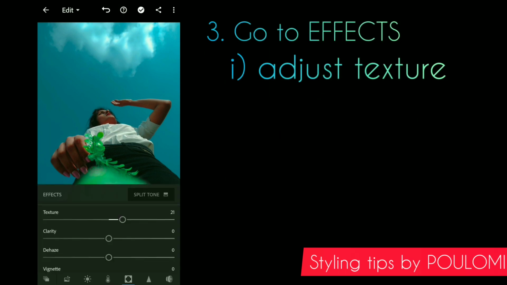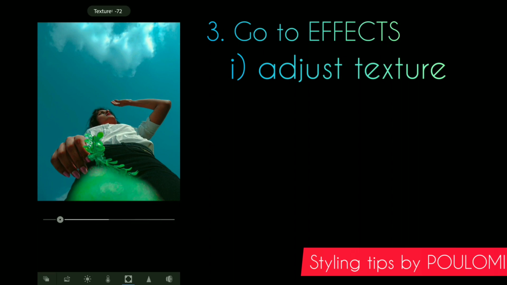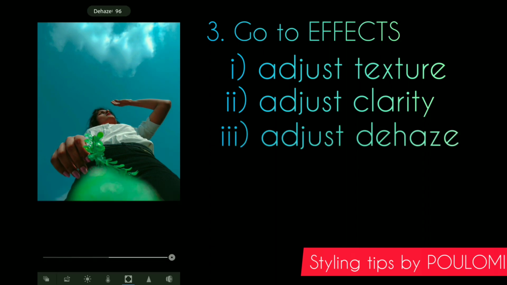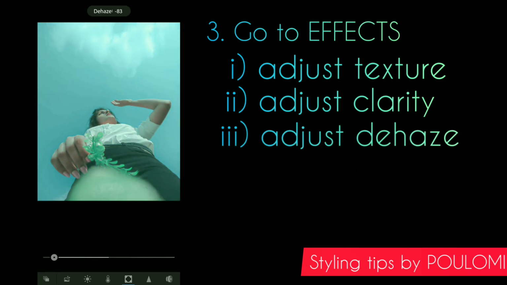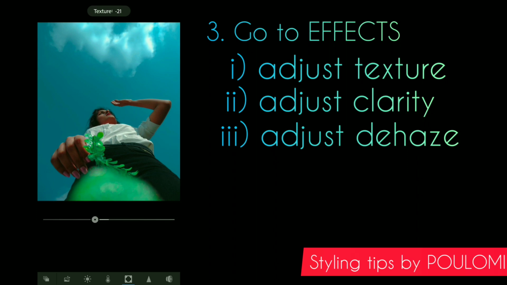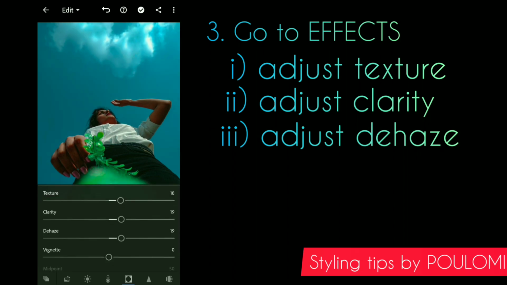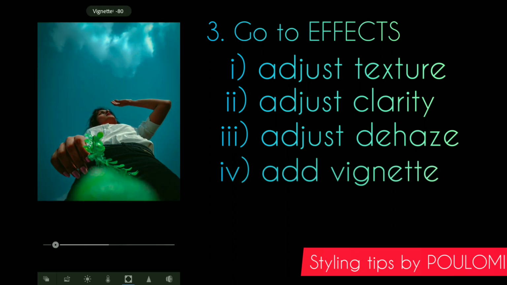So after we are done with the colors, we go to effects, where we adjust the texture, clarity and the dehaze. It is not the same for all the images. We need to just move it towards the left and right to see if we are getting the desired result. After we are done with the dehaze, we go to the vignette to give the picture a blackish effect, and then we add grain.